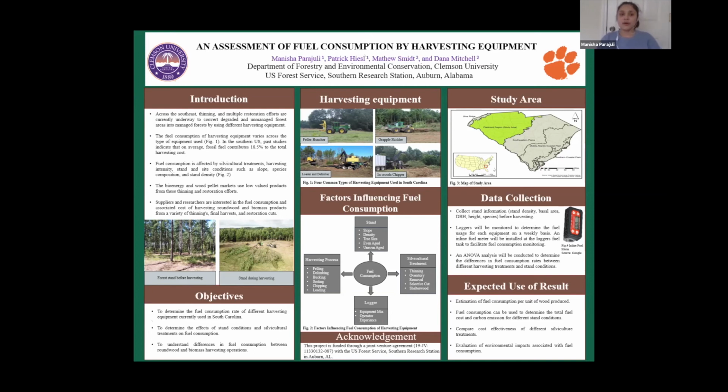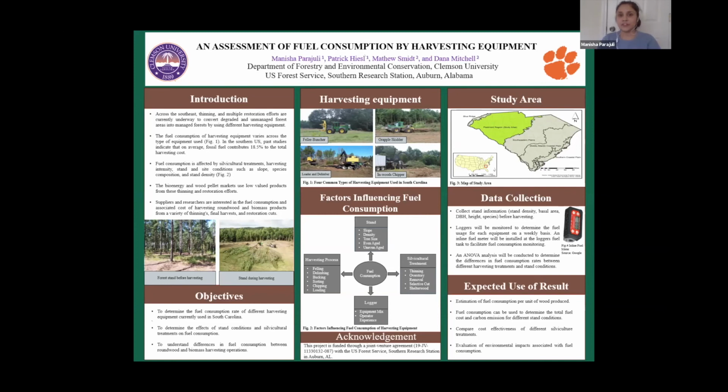The main objective of our research is to determine the fuel consumption of each harvesting equipment, as well as to understand the effect of stand condition and silviculture treatment on fuel consumption. Similarly, we also aim to compare the fuel consumption between roundwood harvesting and biomass harvesting.